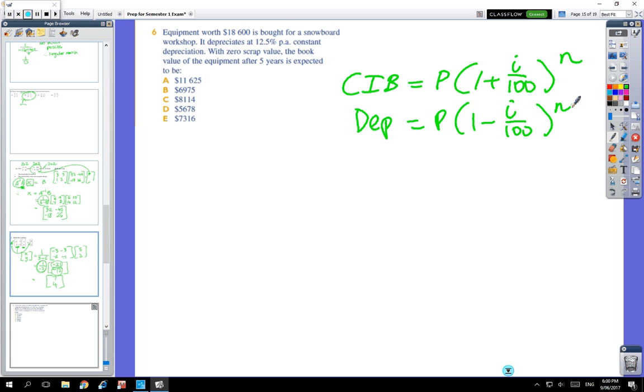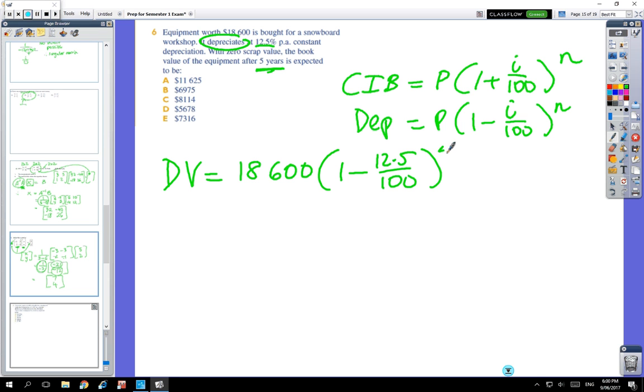Okay, so in this particular one, it's a depreciation at 12.5%, and we've got 5 years. Equipment that is bought for that, depreciates at that rate with 0 scrap value, the book value after 5 years. So we're just going to find the depreciated value after 5 years. Okay, so have a go. We use the second formula. Okay, so the depreciated value equals 18,600, 1 minus 12.5 over 100 to the power of 5.